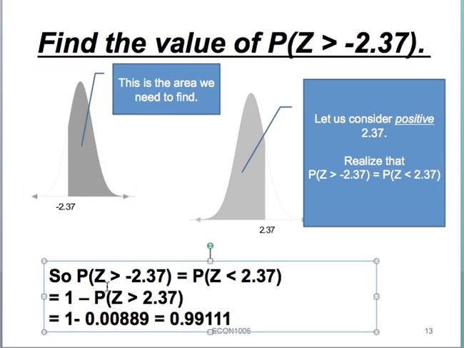So the probability that z is greater than negative 2.37 is equal to the probability that z is less than 2.37. Now it says less than. Earlier we looked at an example where we know how to handle situations where we have to find less than a positive z value. What we will do is 1 minus the probability that z is greater than 2.37. Okay? So our answer would be 1 minus 0.00889, which is 0.99111.